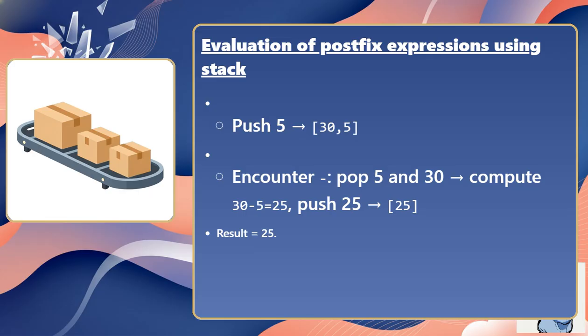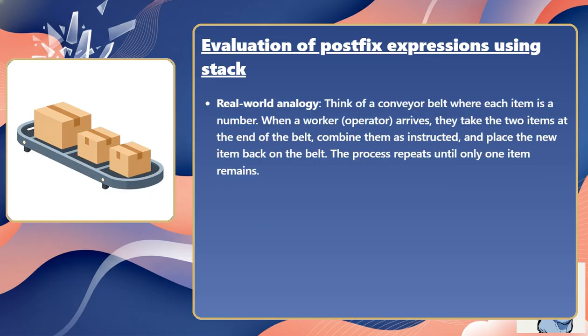Result equals 25. Real-world analogy: think of a conveyor belt where each item is a number. When a worker, representing an operator, arrives, they take the 2 items at the end of the belt, combine them as instructed, and place the new item back on the belt. The process repeats until only one item remains.